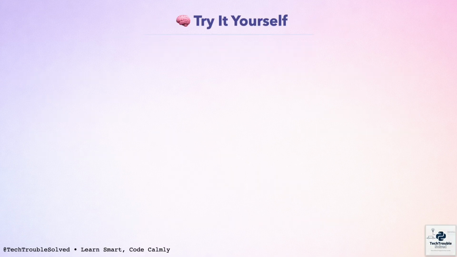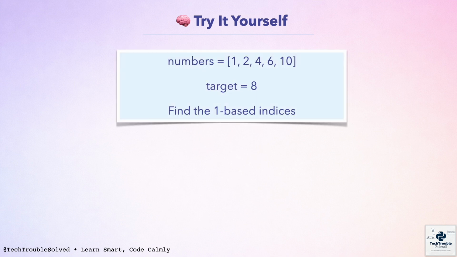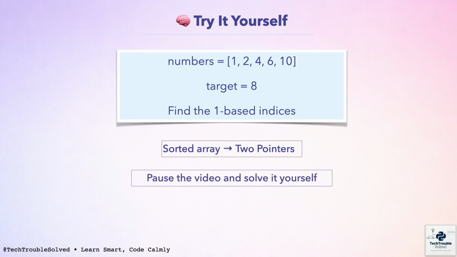Now let's try one example on your own. You are given the sorted array 1, 2, 4, 6, 10. The target value is 8. Using the two-pointer pattern, find the one-based indices of the two numbers that add up to the target. Pause the video here and try to solve it yourself. Start with one pointer at the beginning and one pointer at the end of the array and move them based on the sum.